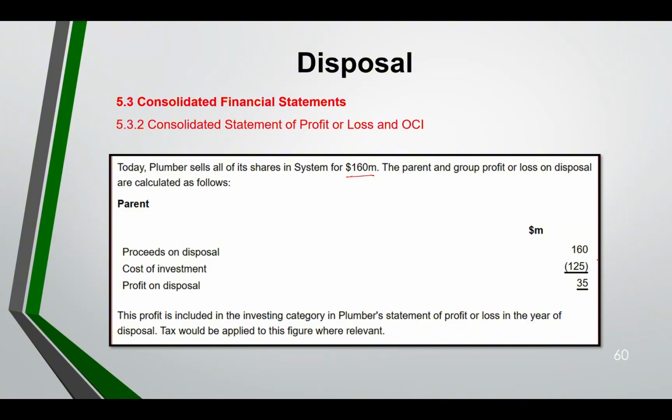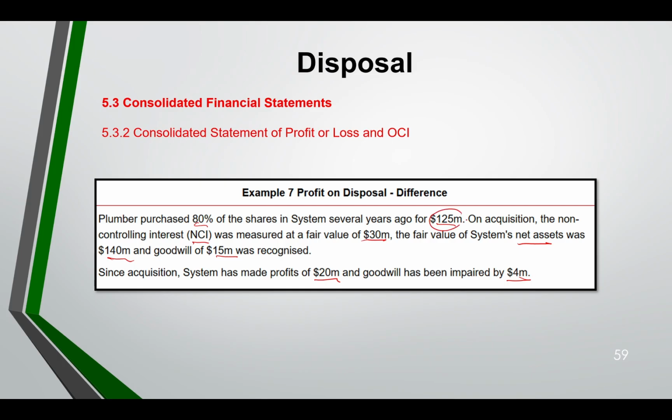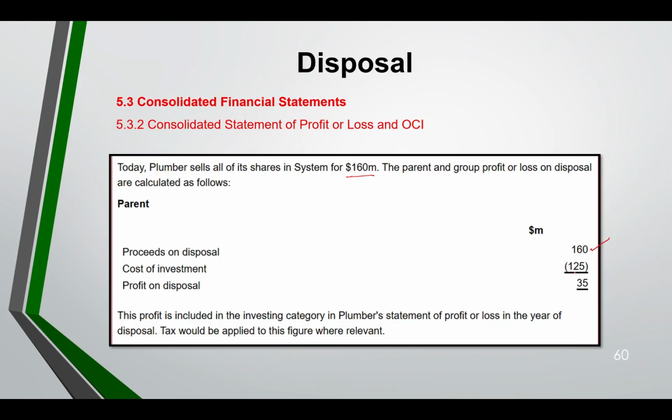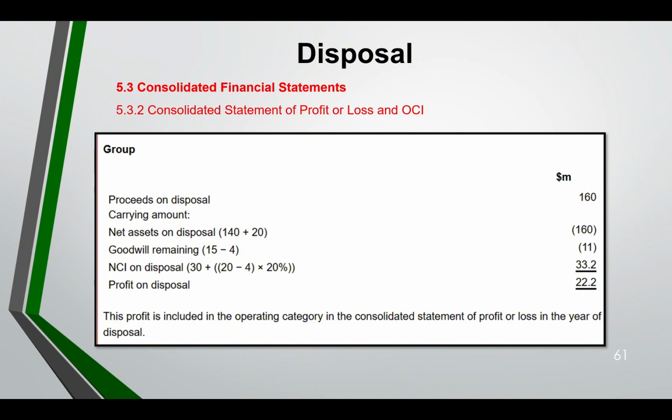So how much did they sell it for? 160. Then cost of investment, which is 125, because they have bought it for 125. This is their profit in the parent's separate financial statement. So this profit is included in the investing category and tax will be applied.